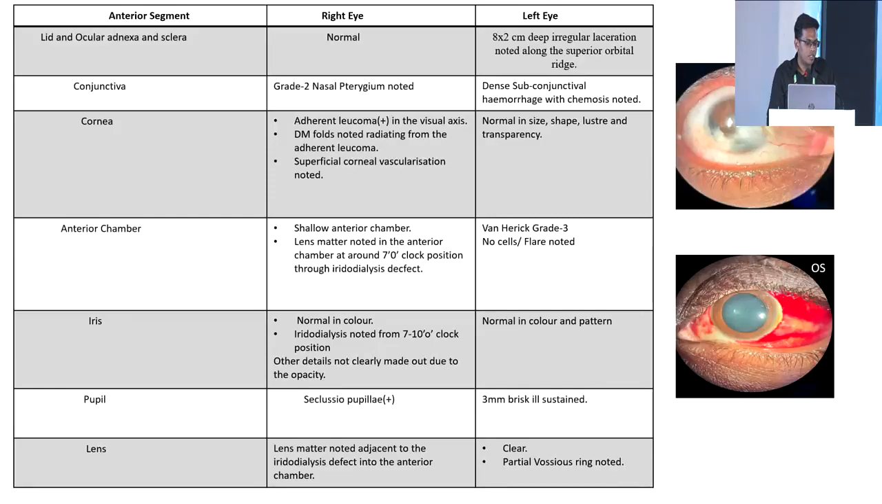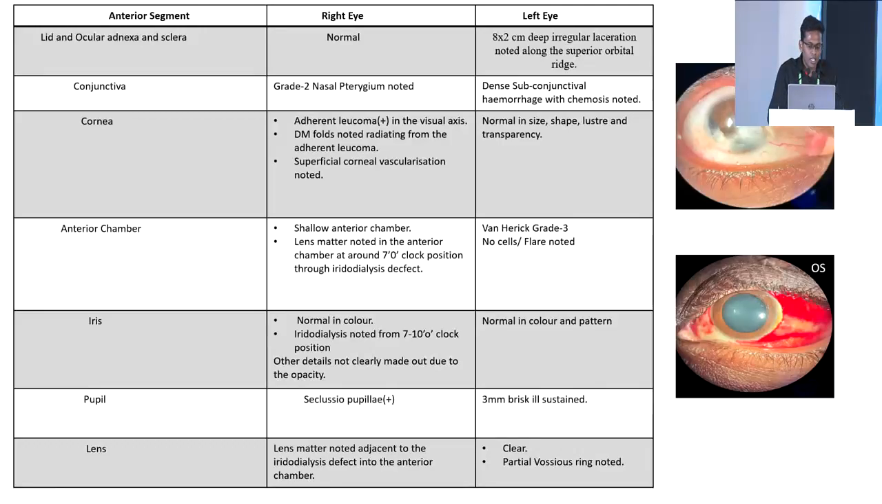On anterior chamber evaluation, it was shallow, and lens matter was noted in the anterior chamber at around the 7 o'clock position through the iridodialysis defect. In the left eye, Van Herick grade 3 with no cells or flare noted. In the iris, normal color and pattern in the left eye. In the right, iridodialysis was noted from 7 to 10 o'clock position. Other details are not clearly made out due to the opacity.